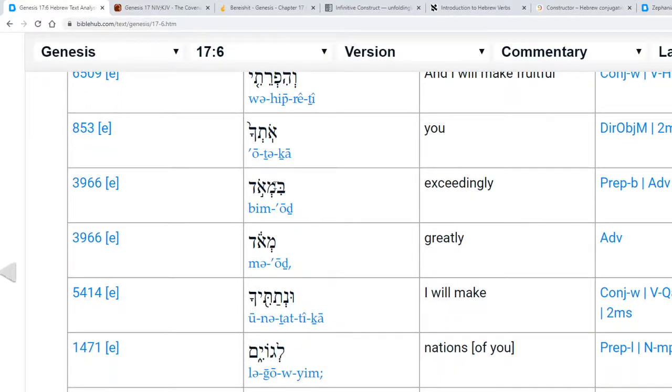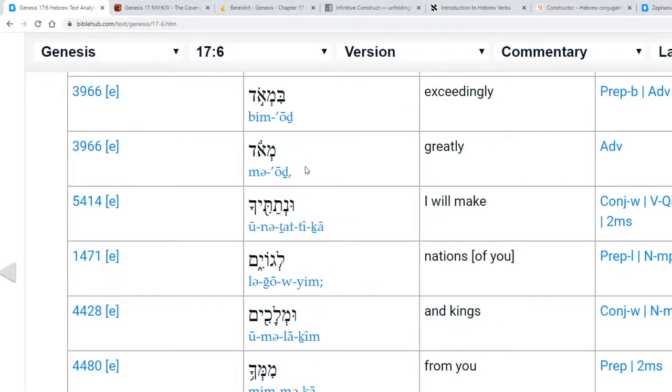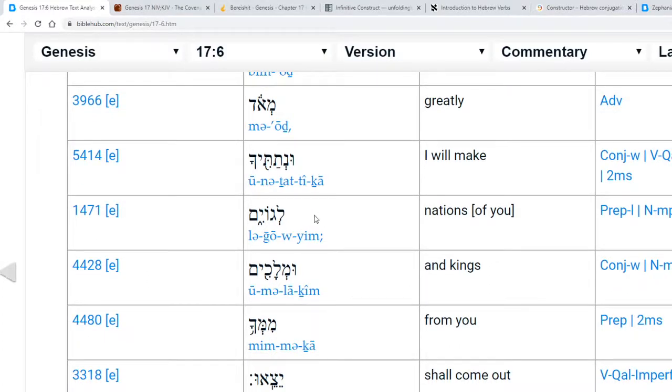B'me'od, so prepositional bet. Me'od meaning many, meaning very. Right, we had that before. Me'od, so repetitively. Right. Then nataticha, so conjunctive vav, natati is in the perfect, but it's getting flipped. Natati is I put, or I made, or I set. I gave, and it's getting flipped to the imperfect, right? And I will make you, right? Lagoyim, so prepositional lamed, goyim, like we said, many nations.